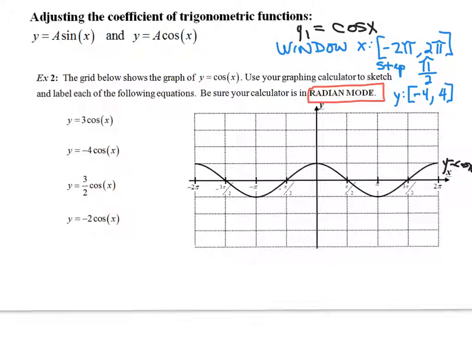So for the first one, let's make the graph of y equals 3 cosine of x. So in y2, enter that function 3 cosine of x. Go ahead and press graph. And again, at any point, if you need to pause the video so that you can catch up on your calculator, please do so.